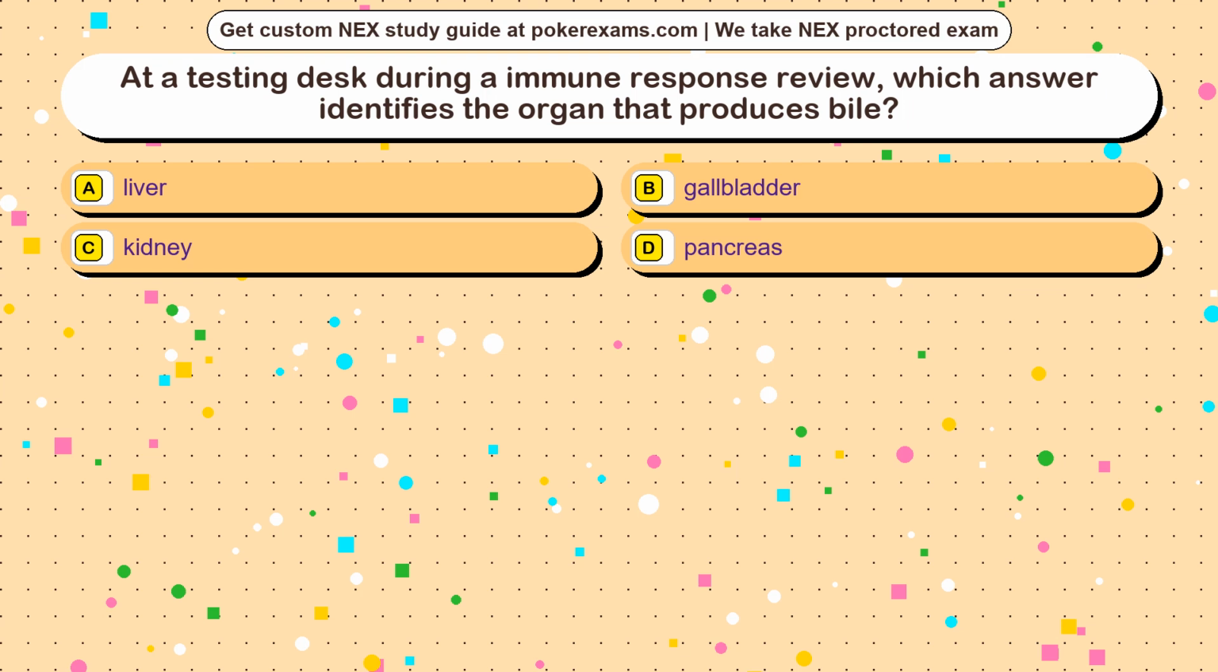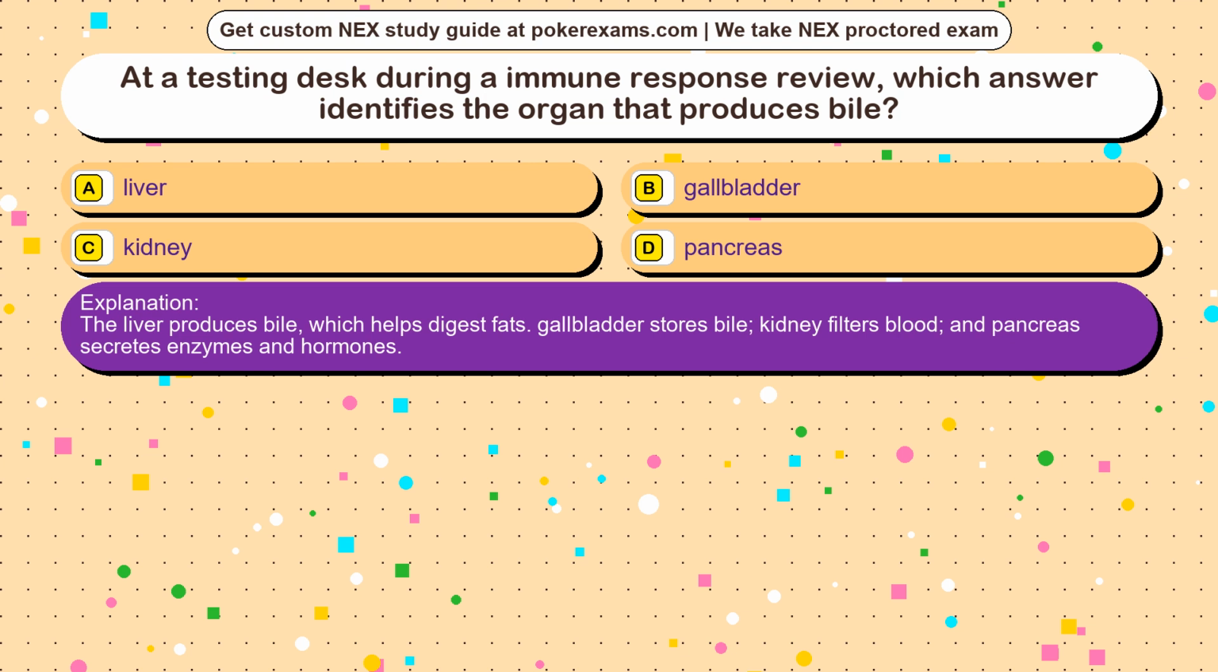The correct answer is option. The liver produces bile, which helps digest fats. Gallbladder stores bile, kidney filters blood, and pancreas secretes enzymes and hormones.